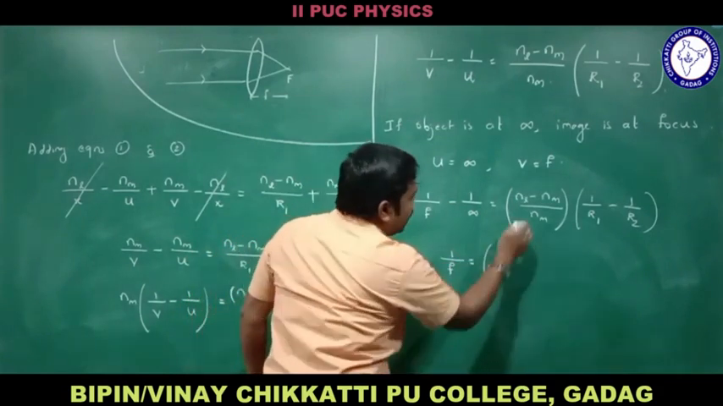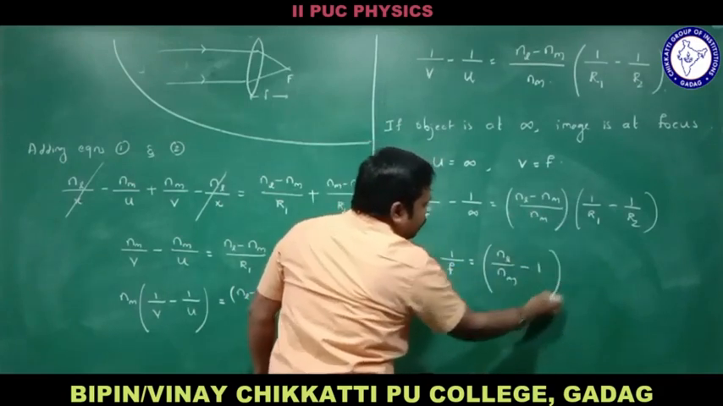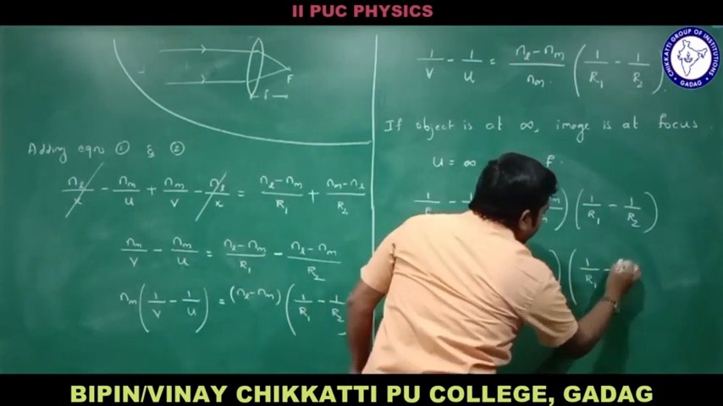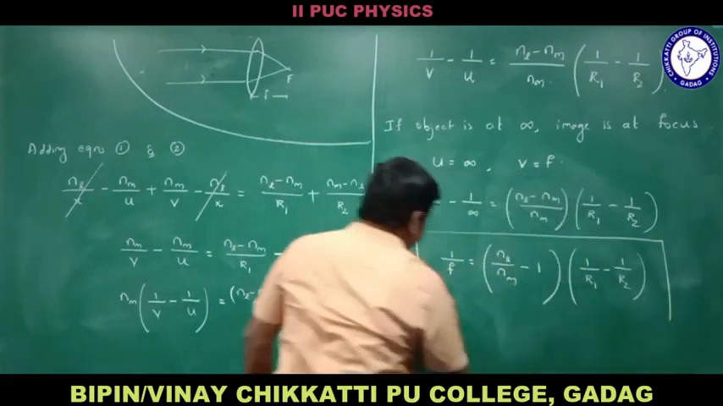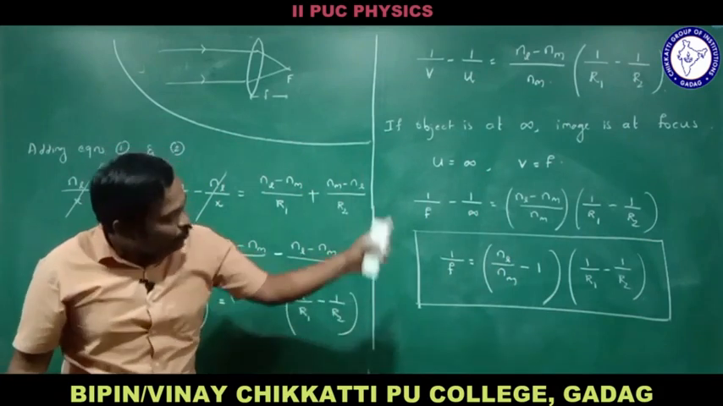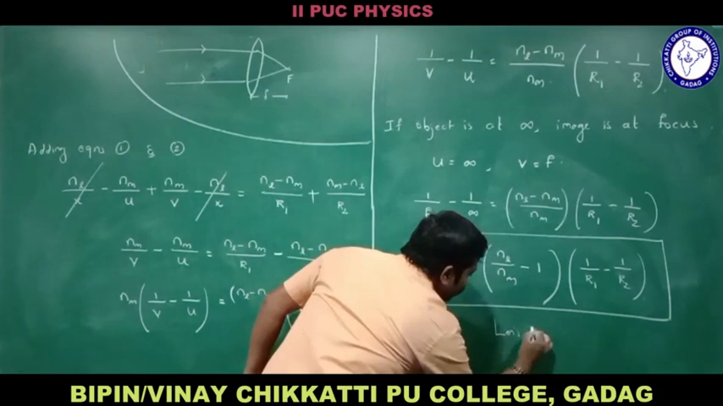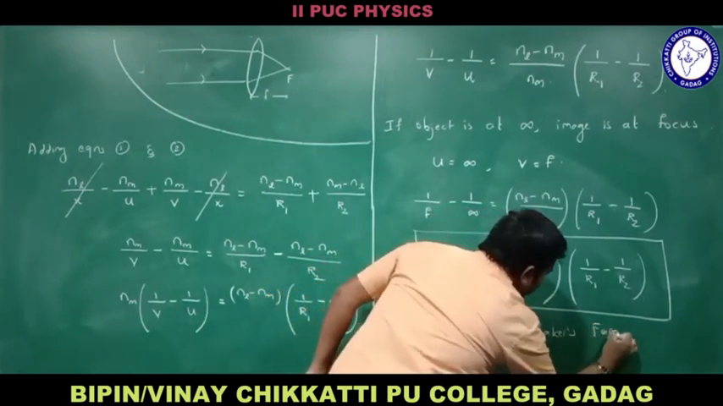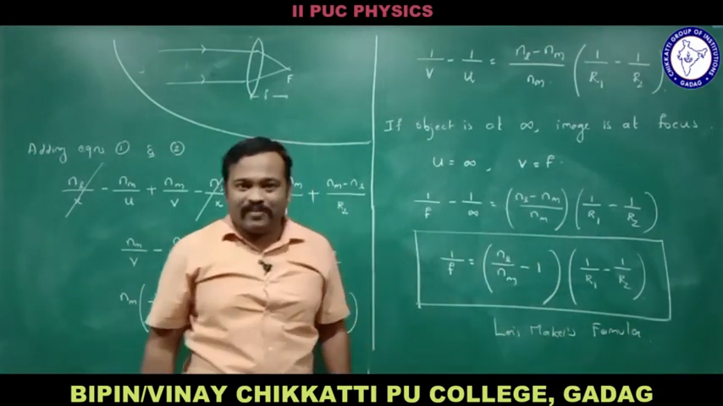That is equal to, shall I separate this? nL divided by nM minus nM by nM, let me take it as 1, times 1 divided by R1 minus 1 divided by R2. So this equation, 1 divided by f is equal to nL divided by nM minus 1, into the bracket 1 divided by R1 minus 1 divided by R2. This equation is called the lens maker's formula. This is called the lens maker's formula, and this is the derivation.